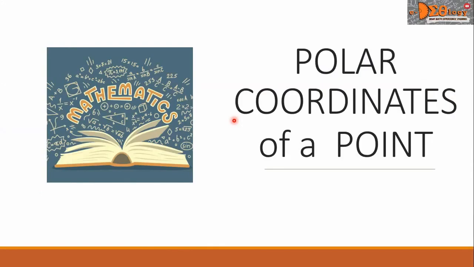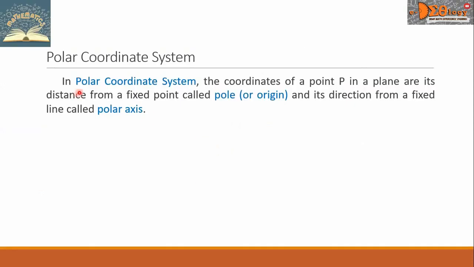Hi everyone. Today we're going to study polar coordinates of a point. In polar coordinate system, the coordinates of a point P in a plane are its distance from a fixed point called pole or origin and its direction from a fixed line called polar axis.